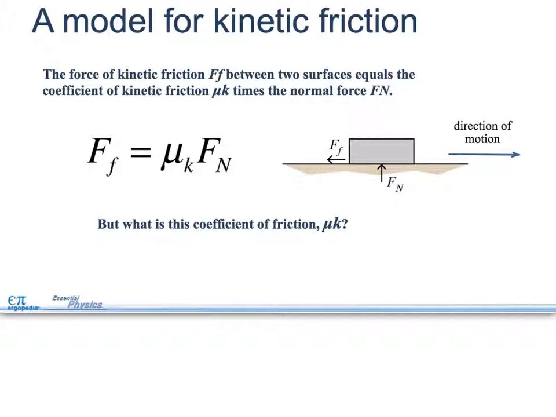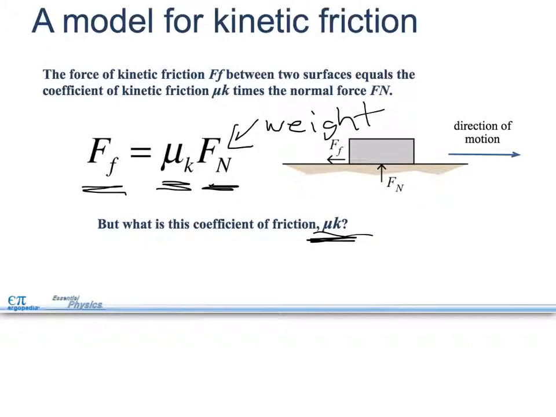All right, a model for kinetic friction. The force of friction, that's what this is, equals the coefficient of kinetic friction times the normal force. So this is also, you can find with the weight of the object. But what is the mu k, the coefficient of friction? Basically, there's all kinds of coefficients out there. There's coefficient of static friction, coefficient of kinetic friction. Basically, what people have done is they figured out how things move across one another.